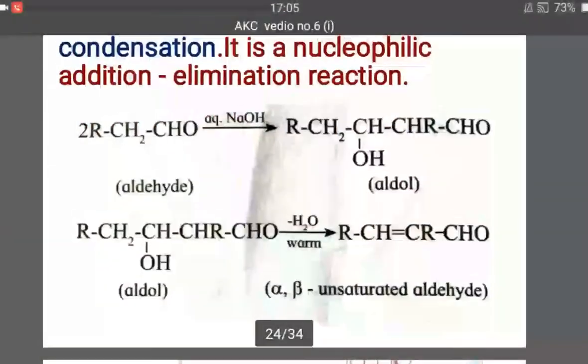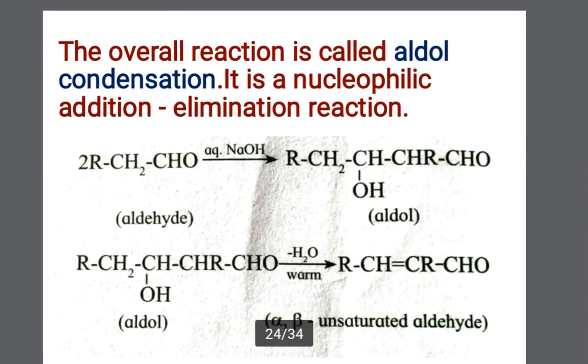aldol condensation. What is aldol condensation? In aldol condensation, what happens? Two aldehydes react with each other in presence of base, and in the first step aldol product gets formed, and in the next step by the elimination of water molecule from this aldol product, alpha beta unsaturated aldehyde is formed as the main product or final product. So this is the aldol condensation reaction.